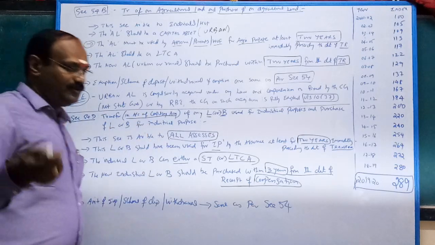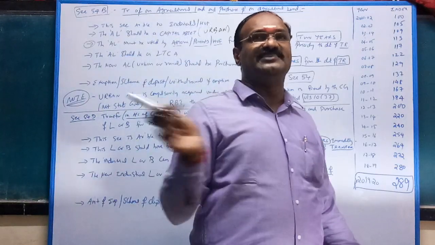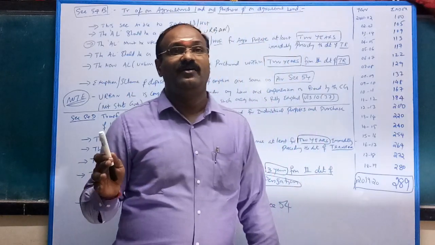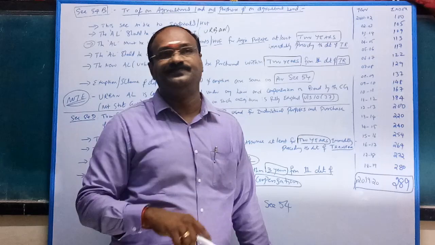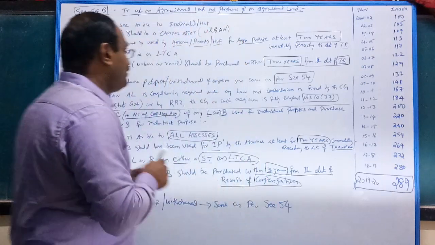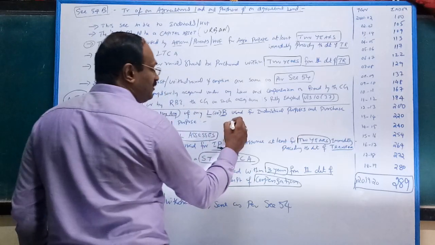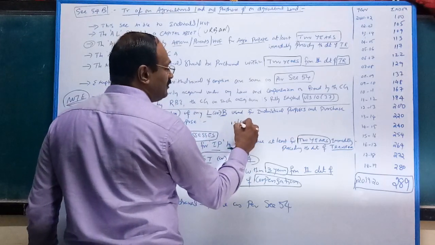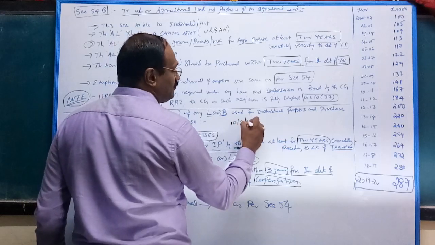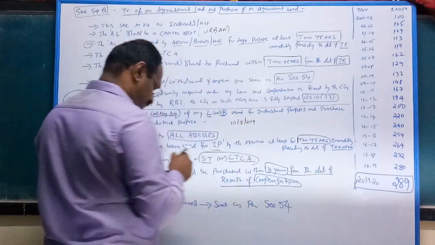You know, in the first class itself I told what is transfer: sale, exchange, relinquishment, extinguishment, etc. Compulsory acquisition under any law, that is also a transfer. For example, the government acquired the property, say on 10/8/2019.